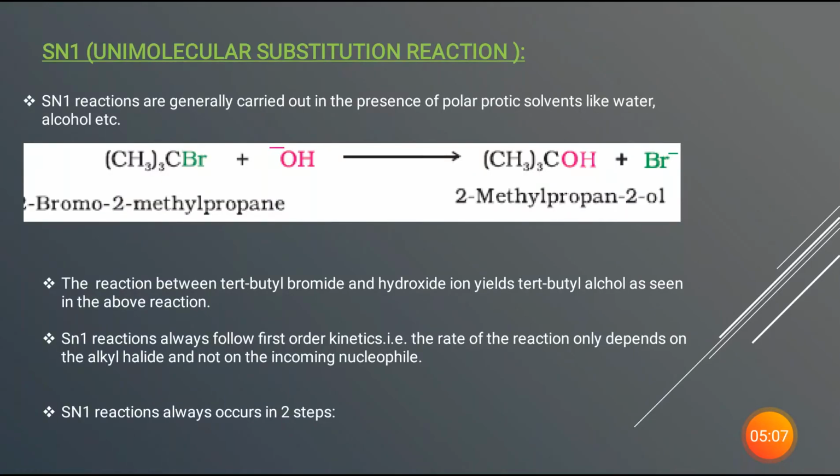Okay, so SN1. First, in nucleophilic substitution reaction we have two types: SN1 and SN2. SN1 is called unimolecular substitution reaction. SN1 reactions are generally carried out in the presence of polar protic solvents like water, alcohol.